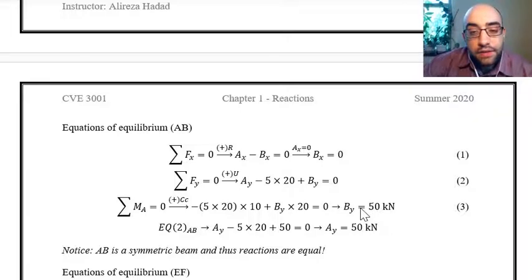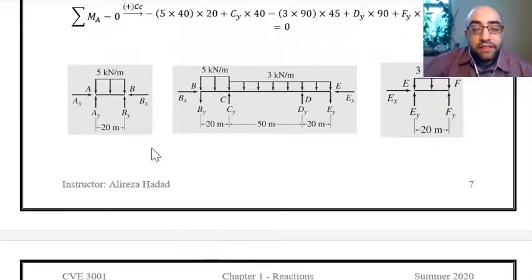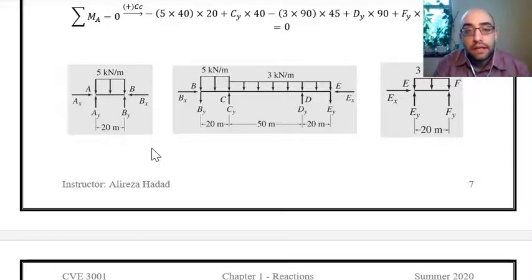I can return this value into equation 2 that we have over here. That is done in this line. And I can simply find the value of Ay as 50 kN. The thing that I mentioned over here is that whenever we have a symmetric beam, everything will be the same on both sides of the beam.